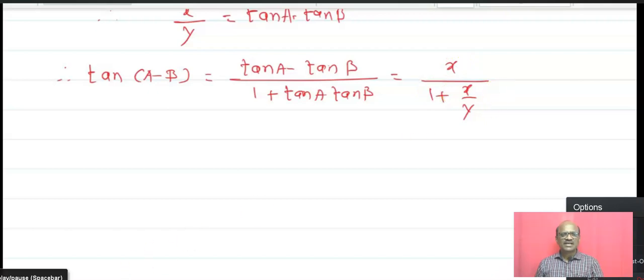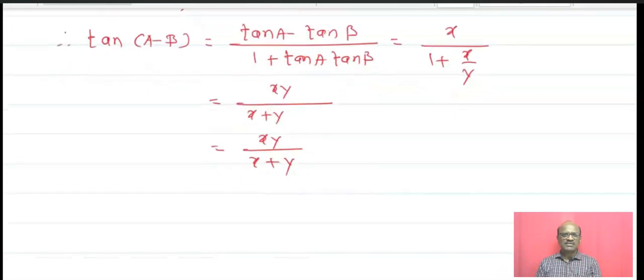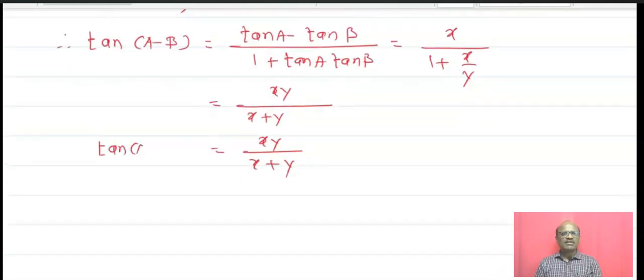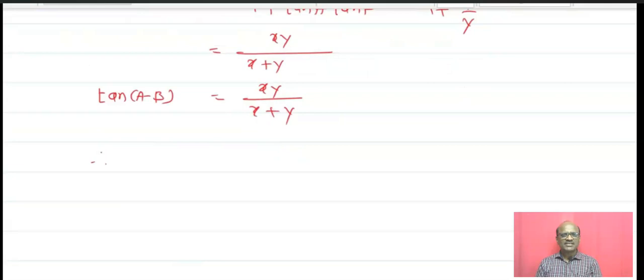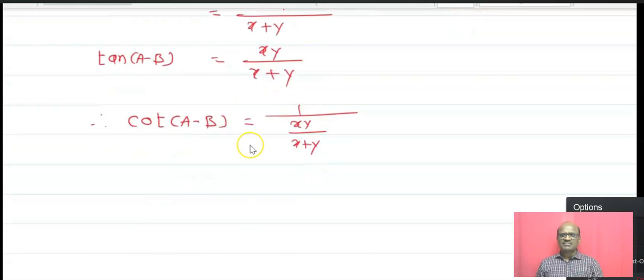Now, see this, how it is calculated. That is xy upon x plus y. But we require the value of cot of A minus B, and hence the reciprocal of the above term. That is 1 upon xy upon x plus y, and that is nothing but x plus y upon xy.